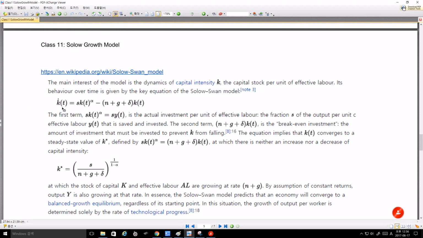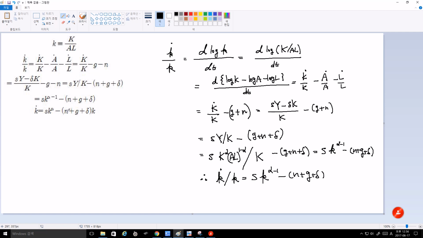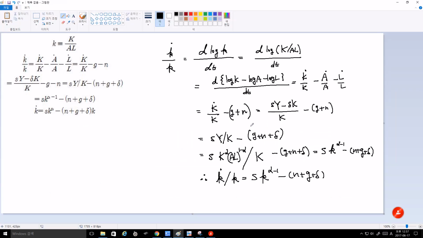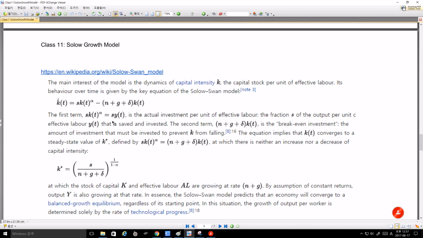Okay, Solow Swan model. k dot is s k to the alpha minus (n plus g plus delta) k. Now, this first term, k to the power of alpha, we already know, is the basic of y. So it's the actual investment per unit of effective labor. Let's write this one down over here. It is s y minus (n plus g plus delta) k. We know this one.